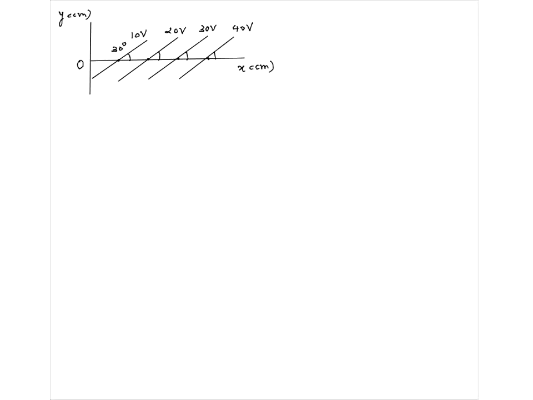These are all parallel lines. All of these are parallel lines. So it will be 30 degree for everybody. And when we say line, this is an equipotential line. Everywhere 10 volt, 10 volt, 10 volt. 20 volt, 20 volt, 20 volt. Just like equipotential surface concept.